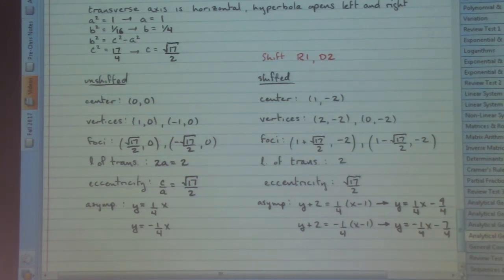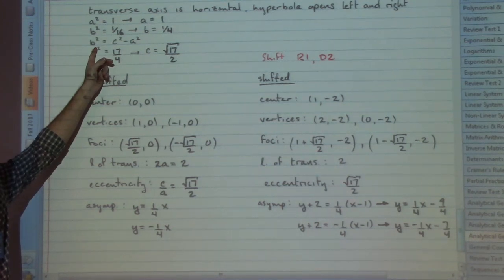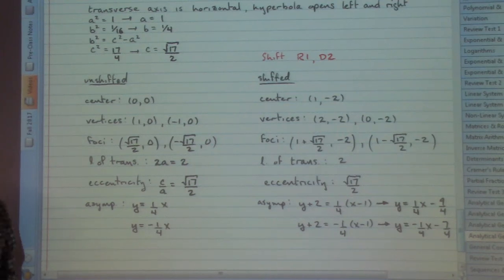Careful with the asymptotes. Again, the xy switcheroo is still the same. Thankfully, our vertices and our foci are going to be built the same as we did with our ellipses. We have to watch out for the relationship between the a's, b's, and c's. The hyperbola relationship is different from the ellipse relationship. So we've got to make sure about that.